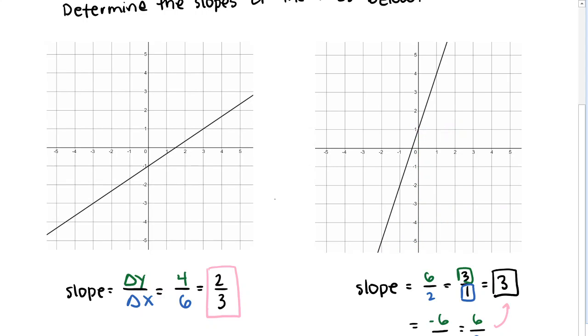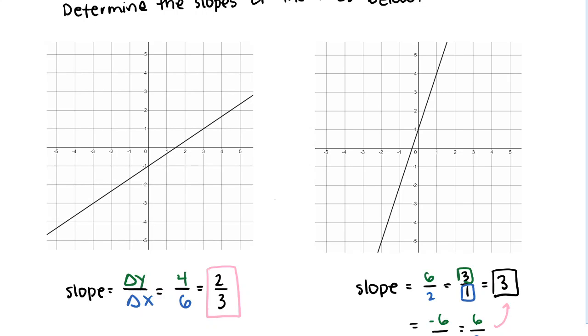We found that the slope of the line on the left is 2 over 3, and the slope of the line on the right is 3. And so, what do these slopes say about these 2 lines? Well, the slope measures the steepness of the line. It measures the rate of change of the y value when we change the x value. And so a larger slope means the y value is changing more every time we increase the x value by 1.